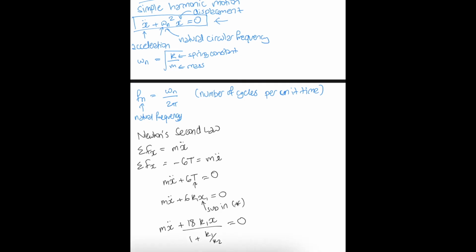This isn't omega n. And this isn't a simple harmonic motion equation. If you look back, simple harmonic motion has no m before x double dot. So we actually have to divide the whole equation by m to get x double dot plus 18 K1 K2 over m (K2 plus K1) x equals 0. I'm just putting this K over back here. And this over here is the natural circular frequency.